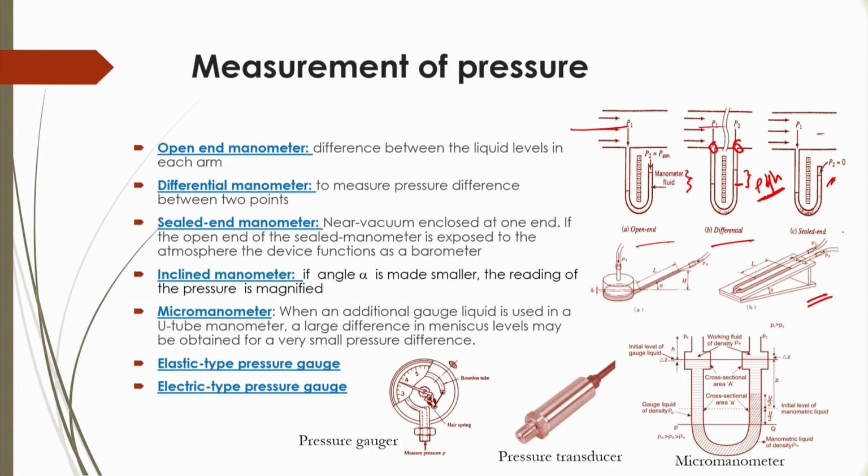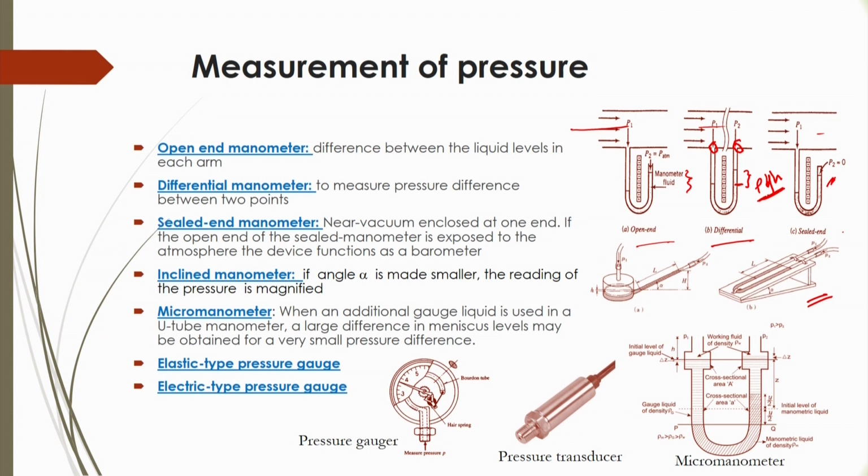It is generally used to modify the pressure reading, that if the manometer is used at a certain angle, the reading of that pressure will be magnified. So, this is the advantage of using this inclined manometer.